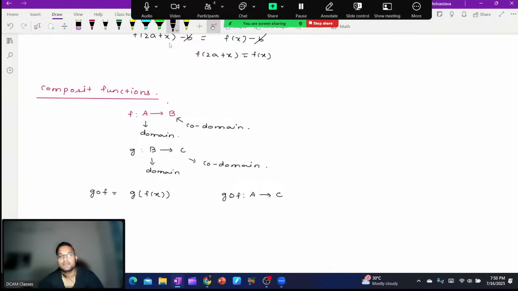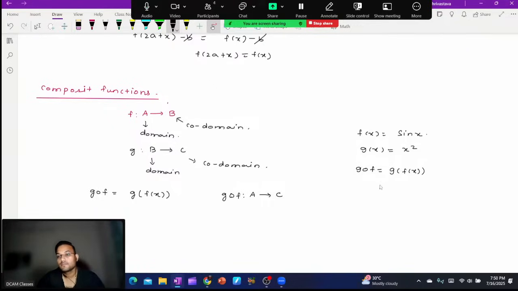Understood? I'll give you an example. Suppose I have given two functions. f of x is equal to sin x, and g of x is equal to x square. Then how will I find g circle f? It is g of f of x, means g of sin x. But g of x is x square, so what will g of sin x be? Sin x whole square. So the g circle f value is sin square x. Understood how to find g circle f?